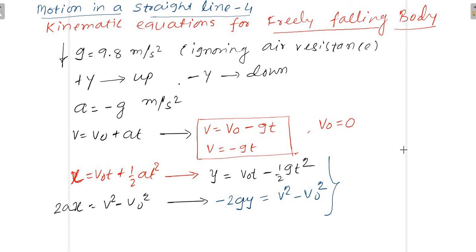So these are the set of equations we can use for the freely falling body. Please keep in mind, a body is falling freely because of Earth's gravitational force acting on it, and it undergoes accelerated motion with acceleration g equal to 9.8 meter per second square. With this background, we'll solve a simple example to consolidate our understanding.